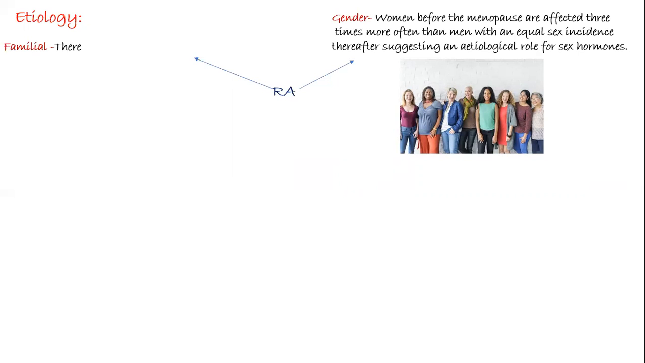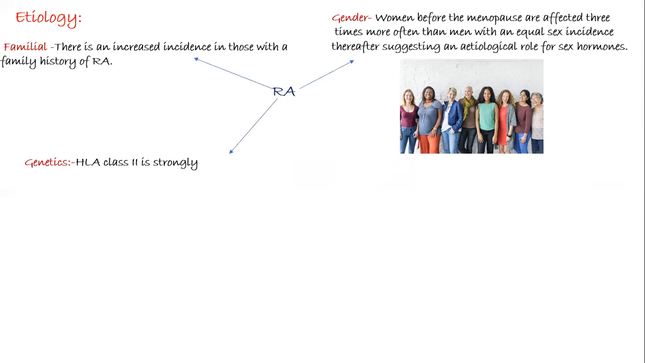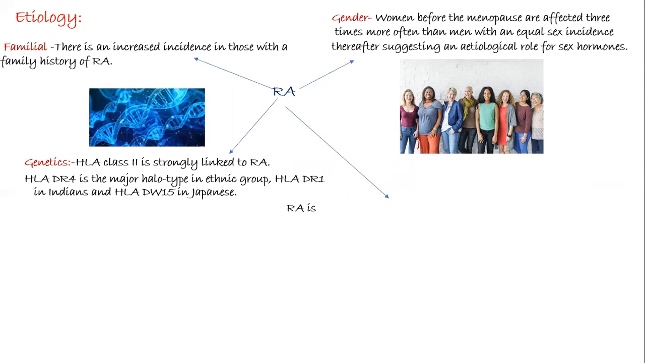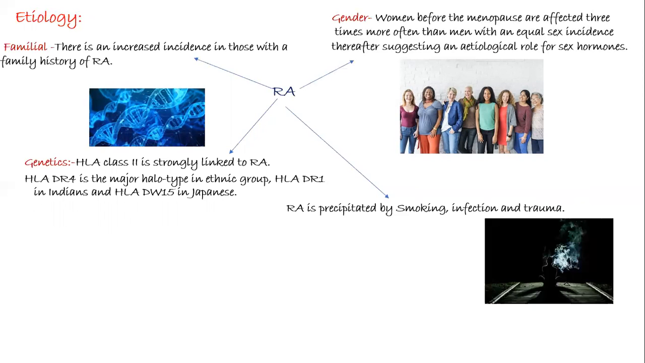The second factor is family history. There is an increased incidence in those with a family history of rheumatoid arthritis. The third factor is genetics. HLA class 2 is strongly linked to rheumatoid arthritis. HLA-DR4 is the major haplotype in the ethnic group, HLA-DR1 in Indians, and HLA-DW15 in Japanese. And the fourth factor is related to some exogenous factors, which include smoking, infection, and trauma.